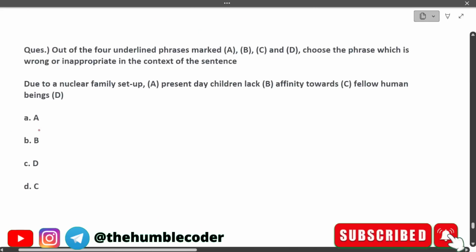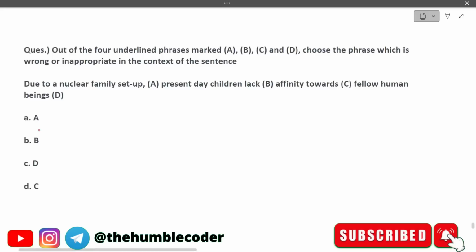The question that we have is, out of the 4 underlined phrases marked as A, B, C and D, choose the phrase which is wrong or inappropriate in the context of the sentence. Let's see the phrases that we have. Due to a nuclear family setup, present day children lack affinity towards fellow human beings. The options are A, B, C, D, and we have to tell which phrase is wrong. The correct answer in this case is going to be C, the phrase affinity towards. Affinity towards is inappropriate.